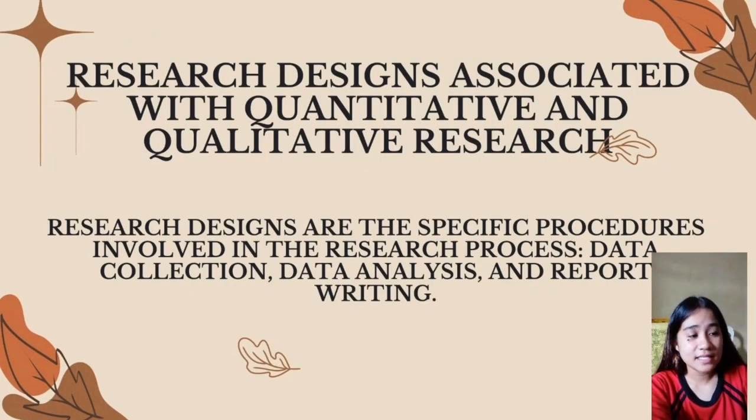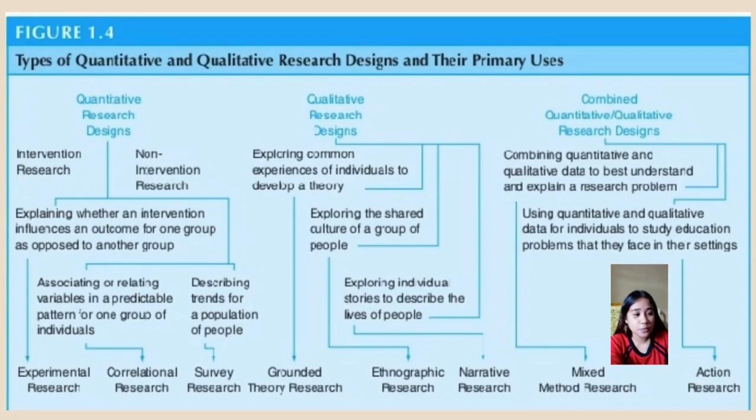So the next slide is research designs associated with quantitative and qualitative research. When we say research designs, these are the specific procedures involved in the research process: data collection, data analysis, and report writing. So Figure 1.4 illustrates how the steps in the research process relate to quantitative and qualitative research, and advances 8 different research designs used by educational researchers. Figure 1.4, types of quantitative and qualitative research designs and their primary uses.